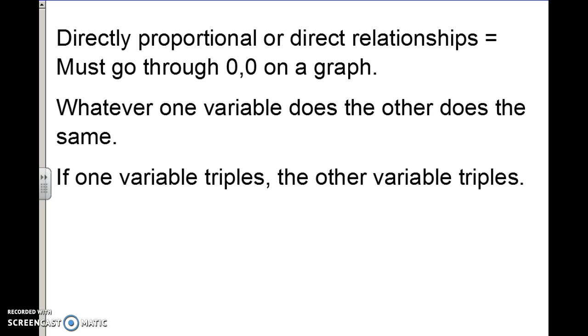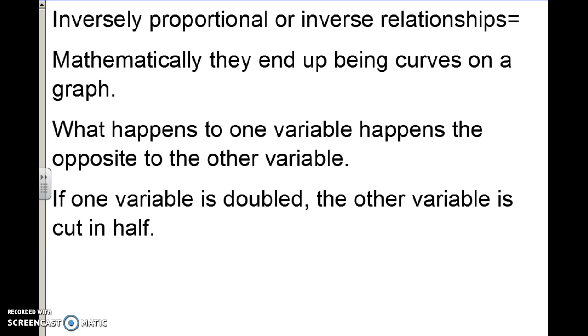Directly proportional or direct relationships must go through 0, 0 on a graph, known as the origin on a graph. And when one variable goes up by, let's say, 3, the other variable goes up by 3 as well. If one doubles, the other doubles. Whatever one variable does, the other variable does.